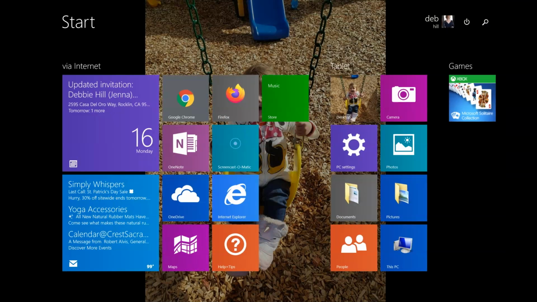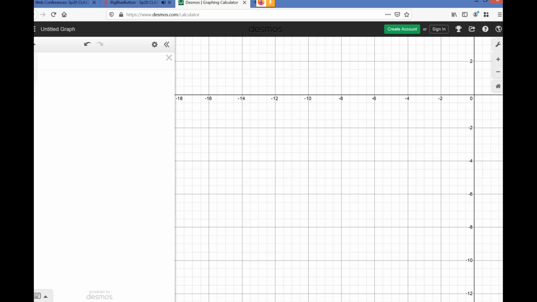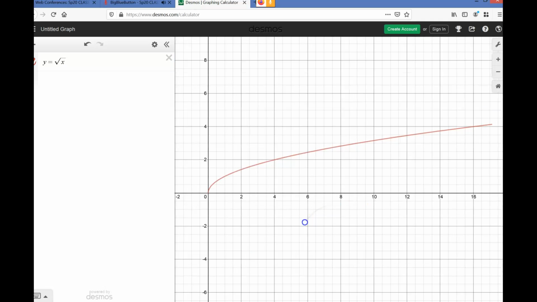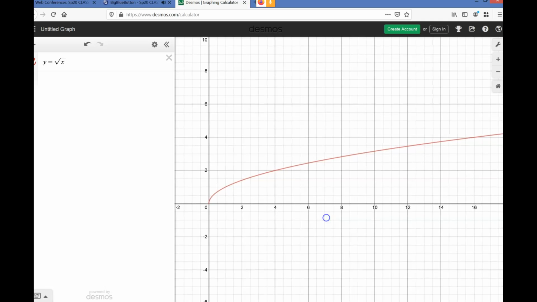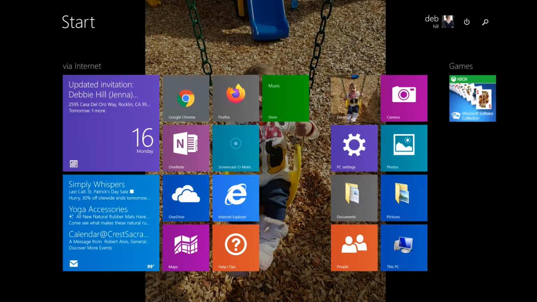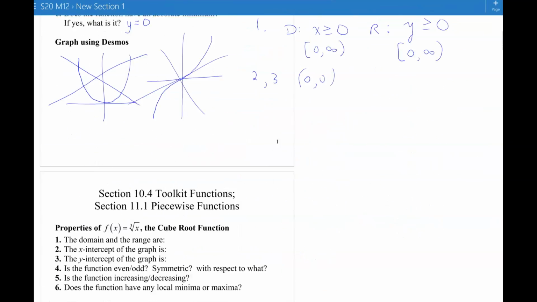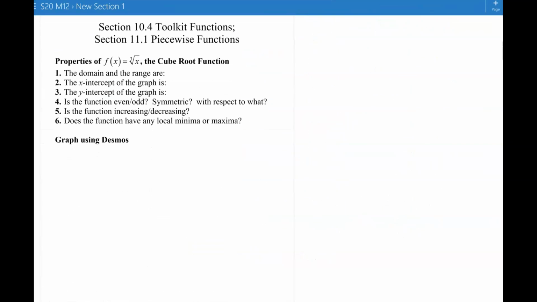So then let's take a quick look at Desmos and see how we could graph this. So I do SQRT for square root, and you can see that it looks like the graph that we just did. It's a little flatter than how I drew it, but you should just be very familiar with its shape. Okay, so let's go back to the notes and go on to the next graph, which is the cube root graph.